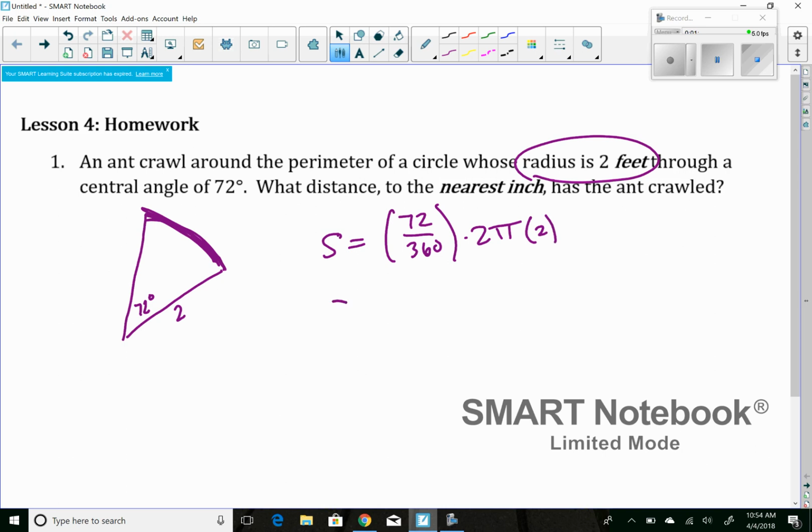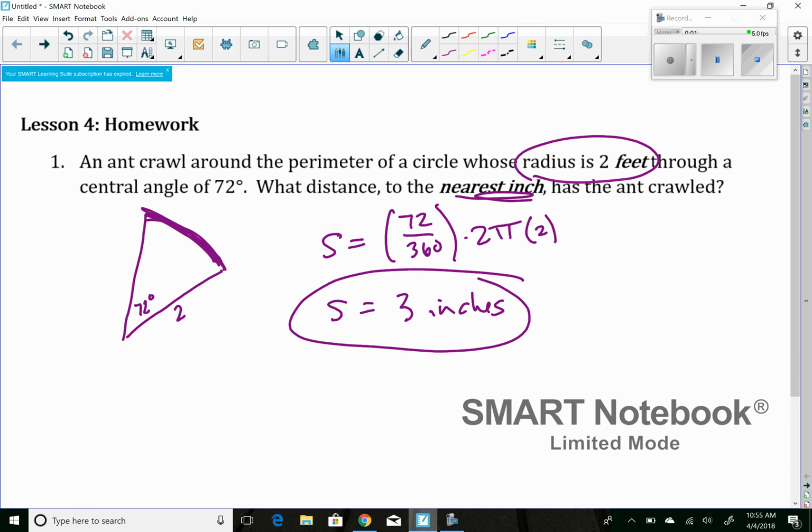Notice this question says nearest inch, so when I plug this in my calculator, I'm going to plug in pi. I'm not going to put this in terms of pi. So if I do 72 over 360 times pi times 2 times 2, we get 2.51, which rounds to 3 inches, because it does say nearest inch. So 2.5 rounds up to 3.